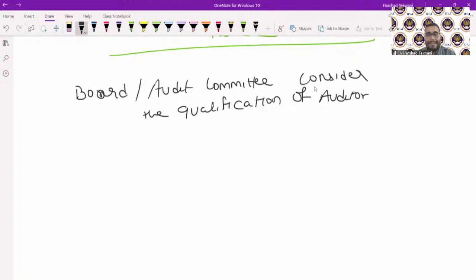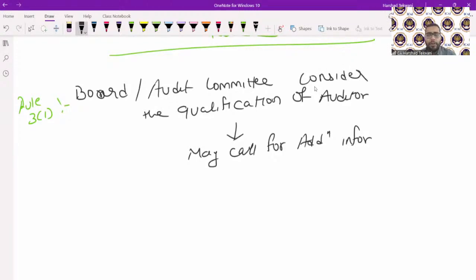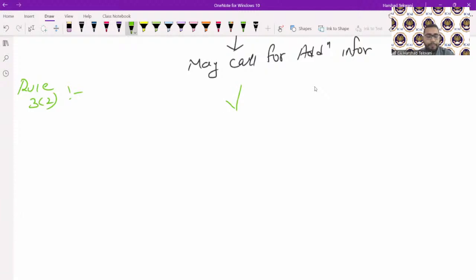Now, once they consider the qualification, they may ask for additional information. To consider the qualification, they will ask, please provide us additional information: how many partners you are, what sort of technology you use, like in data analytics, what software you use, how you are planning to conduct the audit. What tool you use for documenting the audit, what tools you use for data analytics. Fine. So auditor will provide additional information. Now once auditor provides the additional information, the audit committee will send a name to the board, and if the board agrees, then they will present a name to the AGM.